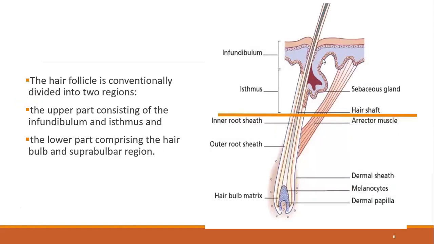Hair follicles are conveniently divided into two regions. The upper part, I have indicated this on a hair follicle. The part above this brown line is the upper part, and the part below the line is the lower part. So the upper part of the follicle is subdivided into the isthmus and infundibulum. And the lower part comprises the hair bulb and the suprabulbar region.